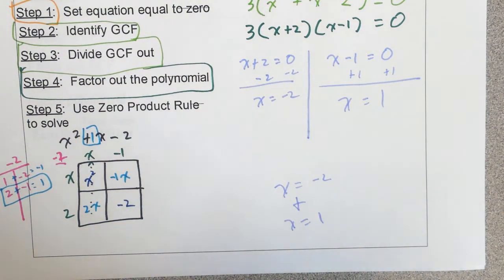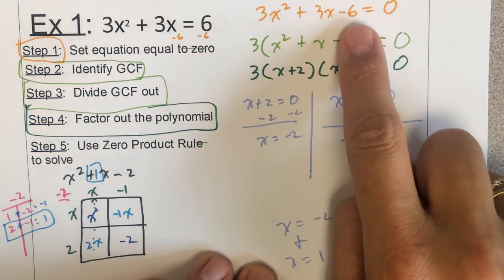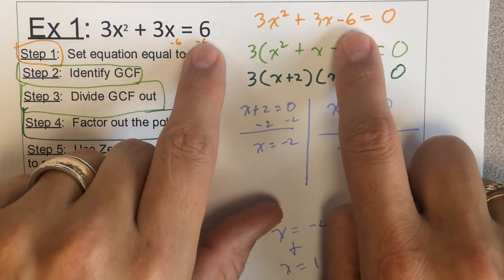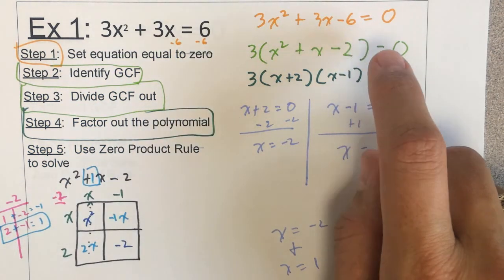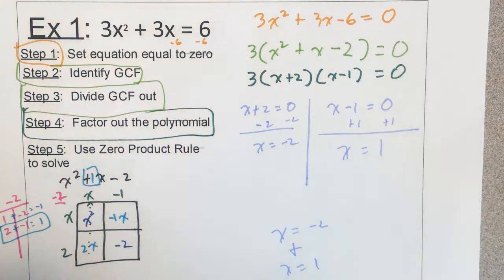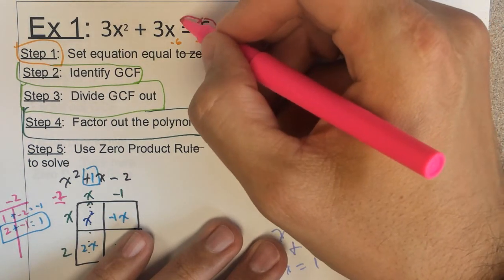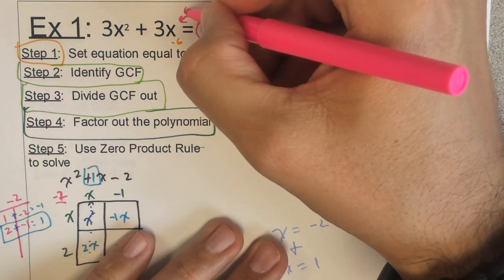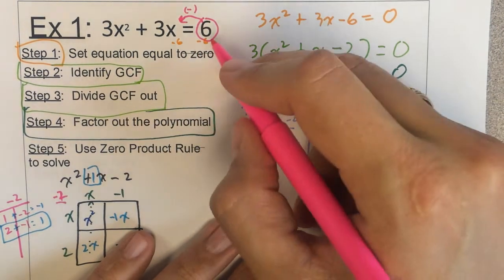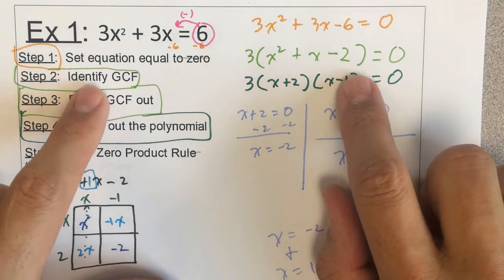Let me quickly review the steps for you. Take our equation, set it equal to 0. We do that by adding or subtracting out this number. Another thing you can do, which is what I like to do, is take this number and move it over. When I move it over the equal sign, I simply change the sign. This positive 6 becomes a negative 6. A little bit less math as long as you understand what's going on.